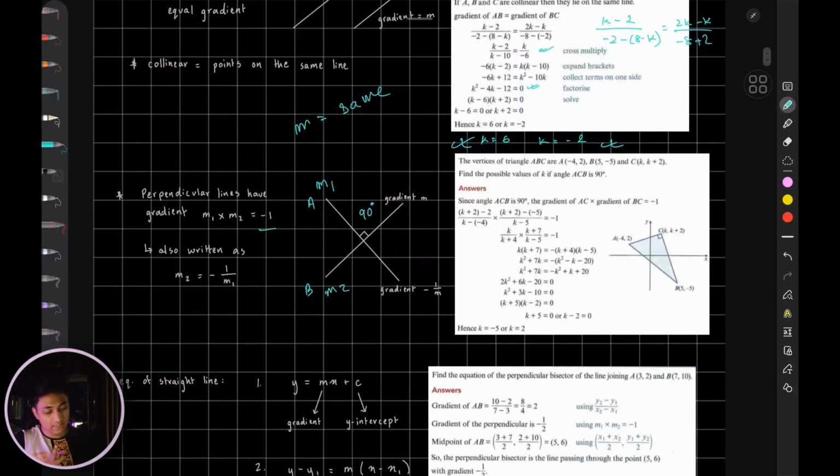That is, if I have line AB and the gradient of this line, let's say, is minus half, what is the gradient of the perpendicular line to AB going to be? So if I have a perpendicular line, call this CD, what is the gradient of CD going to be? It is going to be the negative reciprocal of the gradient of AB.